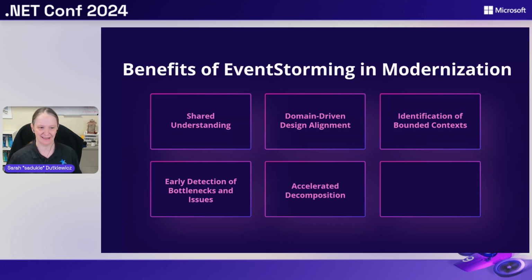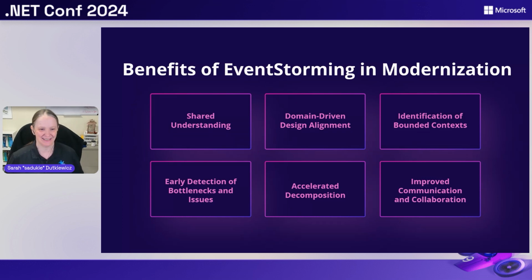Another thing that it is useful for is accelerated decomposition. Think of it as you're getting a pure representation of the domain, and this helps you quickly go, okay, what do we have? What do we need? How do we sort it? And then you start to see the modules, or you see the services. So modules for modular monoliths, or services for microservices. You get to see that come into play with all the different sticky notes.